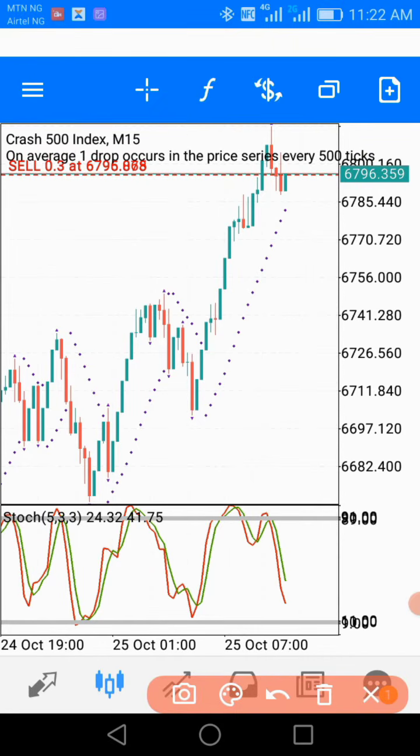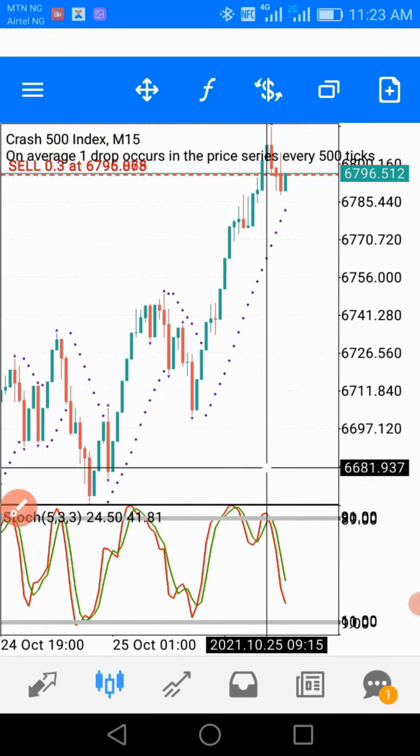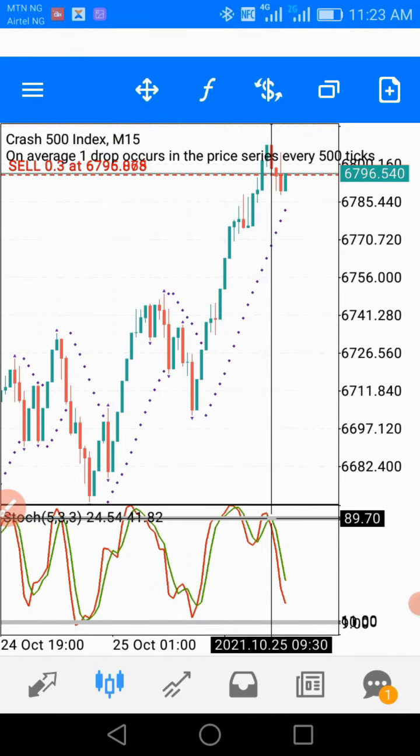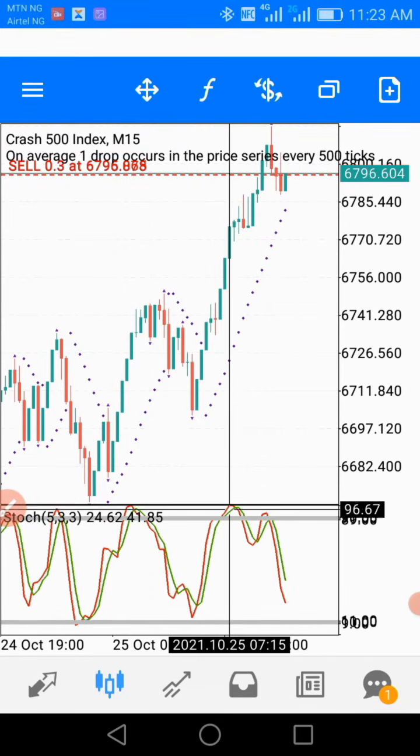Now look at where I'll be making my marks on this. Look at the crossing here at indicator window 1, and then look at the corresponding position on the main chart. Now both the indicator and the price on the main chart are at the overbought level. Take note of that.